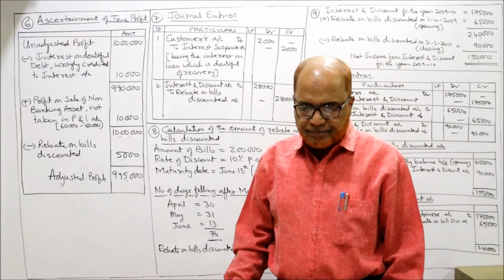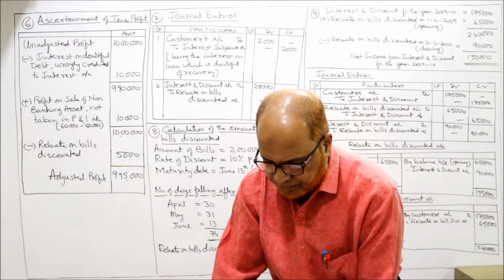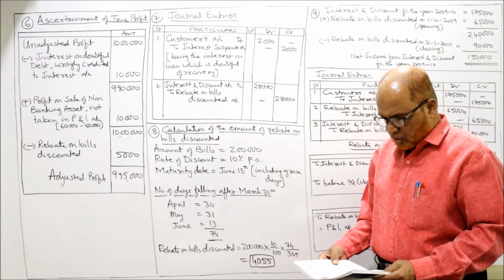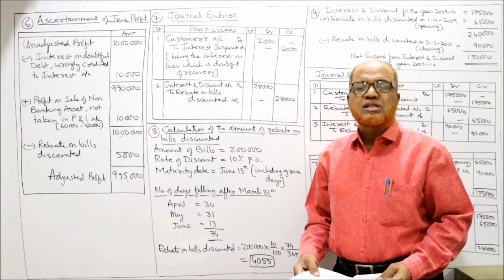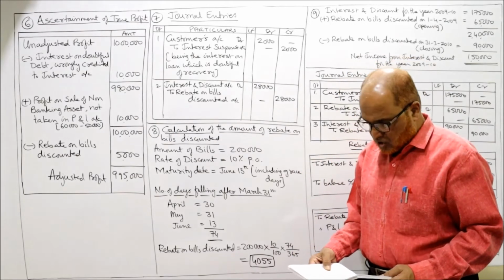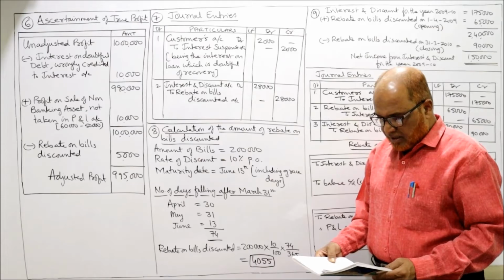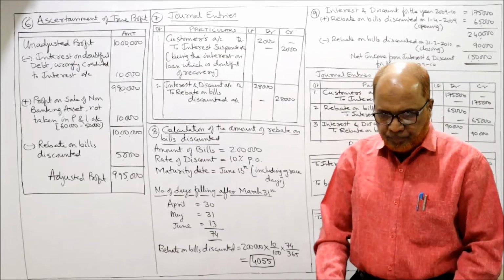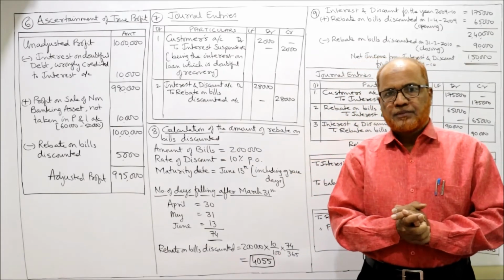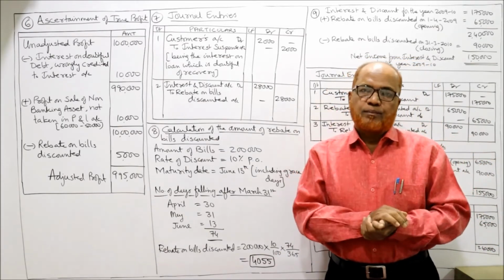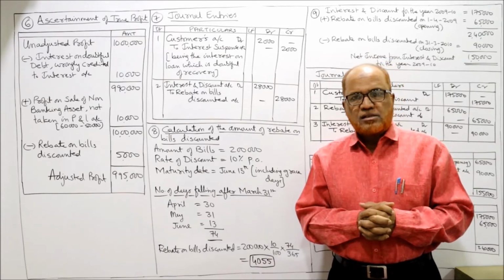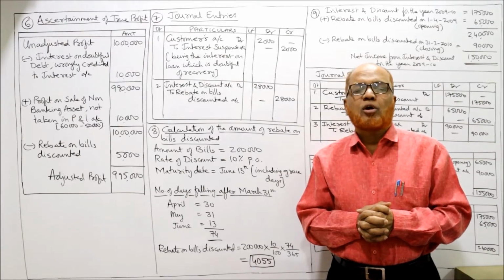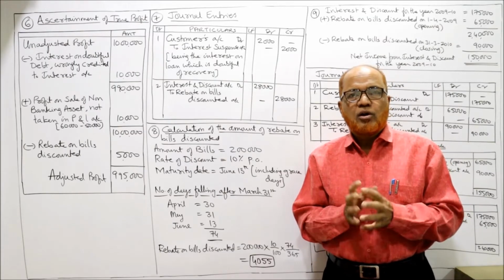Now problem number 7. See carefully the 7th problem. Give the entries to record the following in the books of Lakshmi Bank. So two transactions are given. We are required to pass the journal entries for these two transactions. The first transaction: interest of rupees 2,000 due on a loan, the recovery of which is doubtful. When the recovery of the loan is doubtful, it is called a non-performing asset.